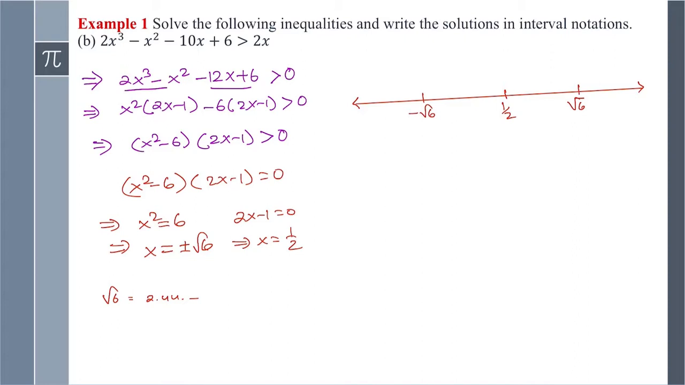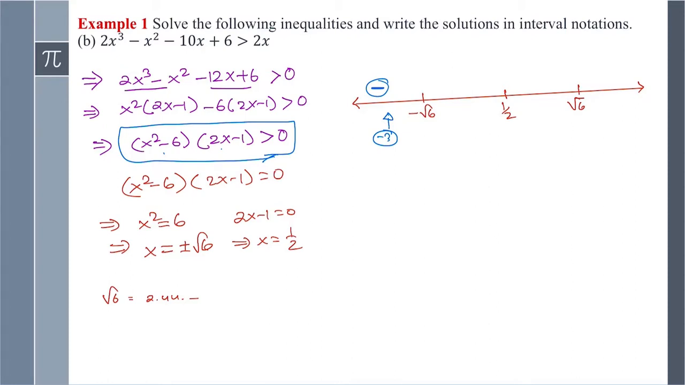Now negative square root of 6 is -2.44. So we'll pick a number from here, which is, let's say, -3. Okay, from this interval, we'll pick a number -3. Now, if we take that number and plug it in this inequality right here, -3 squared is +9 minus 6, so this is a positive number. Then -3 times 2 is -6 minus 1, a negative number. So positive times negative is a negative number. So we are going to get a negative number in this interval.